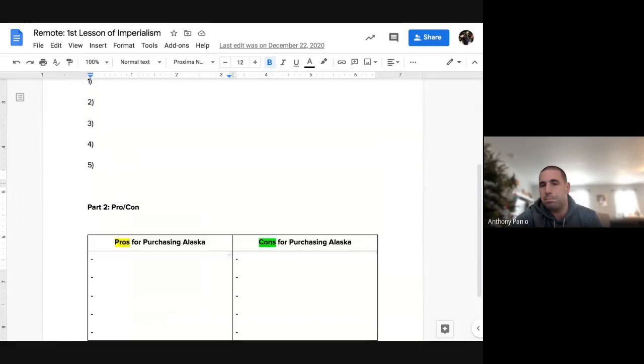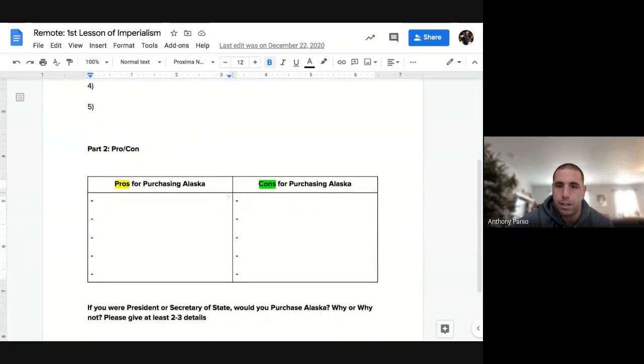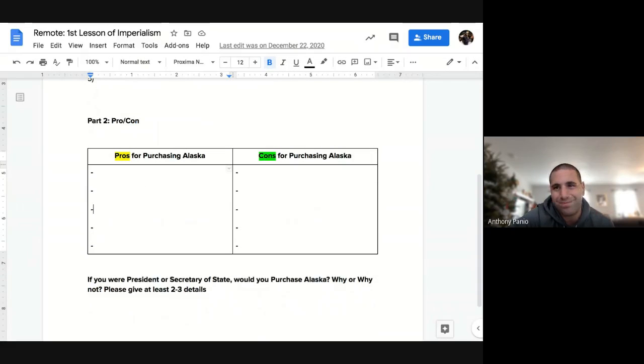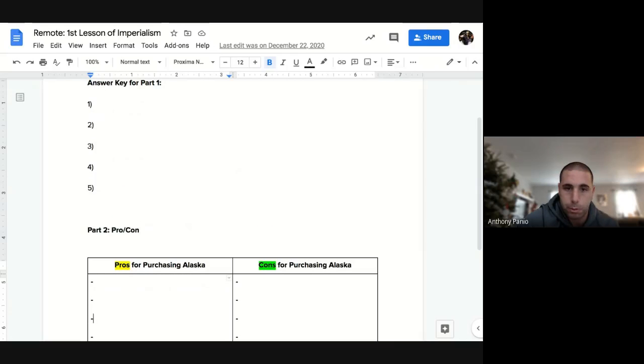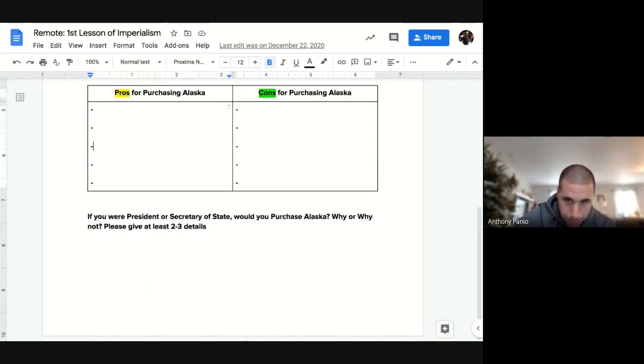So pretty much what's going to happen here is I'm going to give you about 15, 20 minutes. You guys are going to continue the pro-con chart. Most of you should have got the pros done for purchasing Alaska. And now you're going to do the cons portion of it. If for some reason you didn't finish the first part as well, you could do that too. And then, of course, you have a final question you can do here.